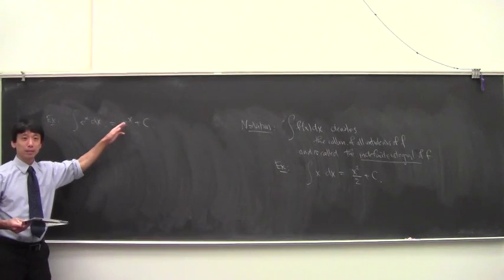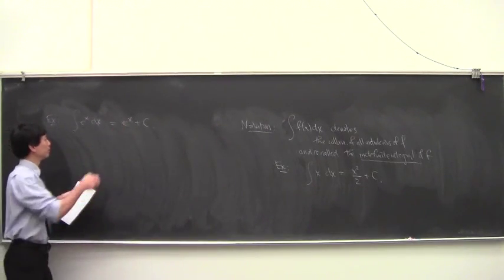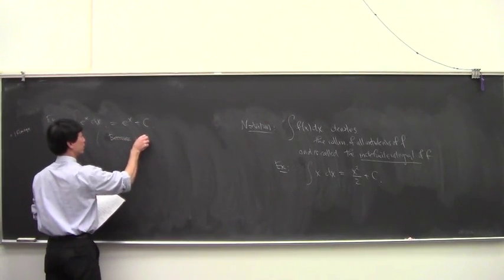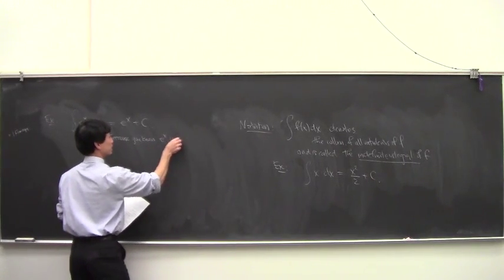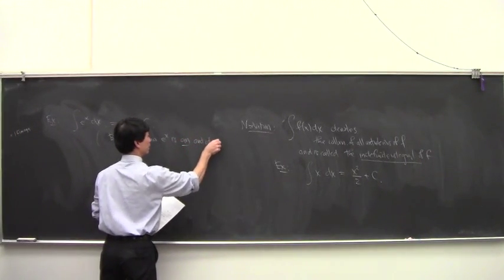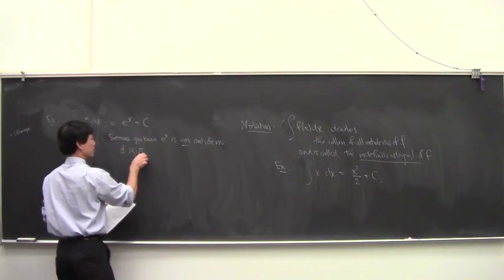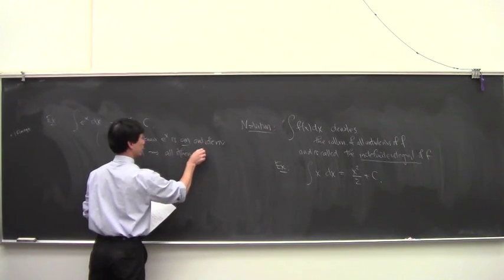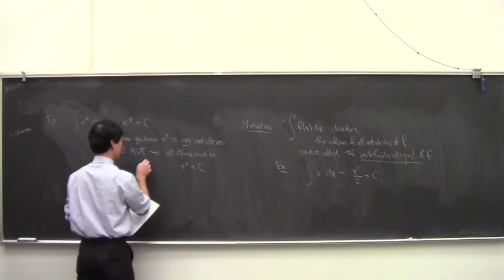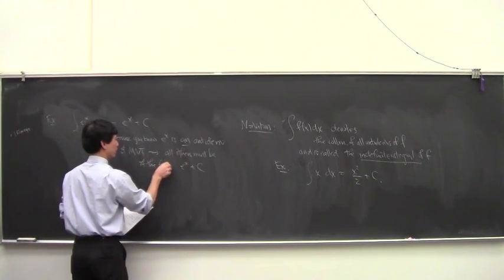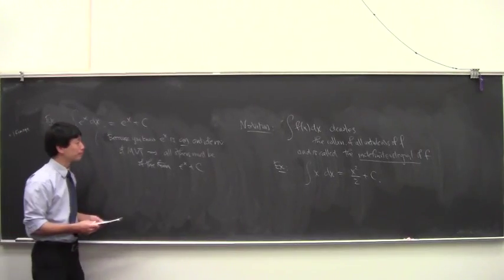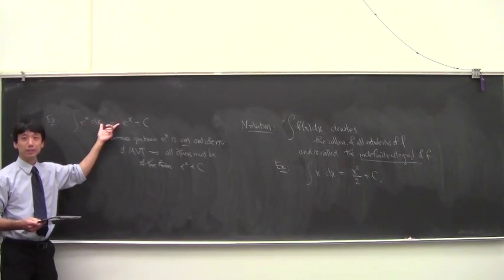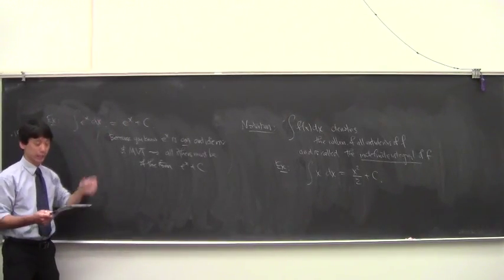Because you know that e to the x is one antiderivative, and the indefinite theorem tells you that all others must be of the form e to the x plus some constant. So when you write something like this, it means that these are all the antiderivatives.